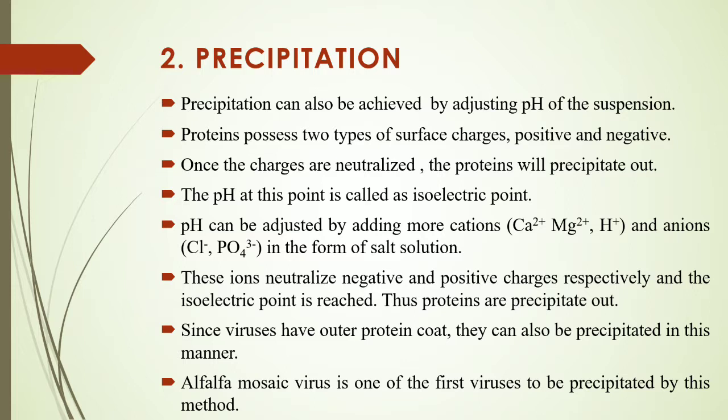pH can be adjusted by adding more cations and anions in the form of salt solutions. These ions neutralize negative and positive charges respectively and the isoelectric point is reached. Thus proteins are precipitated out. Some viruses have outer protein coat. They can also be precipitated in this manner. Alfalfa mosaic virus is one of the first viruses to be precipitated by this method.